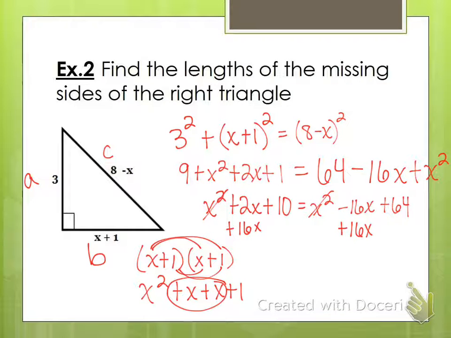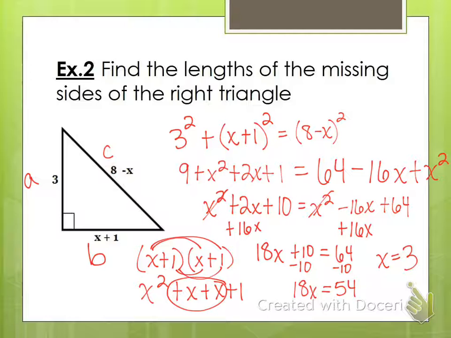All right, we add 16x to both sides. 18x plus 10 equals 64. And then we would subtract 10. 18x equals 54, so x equals 3. Are we done? No, they didn't want to know x. They wanted to know the lengths of the missing sides. So what is the length of the hypotenuse?